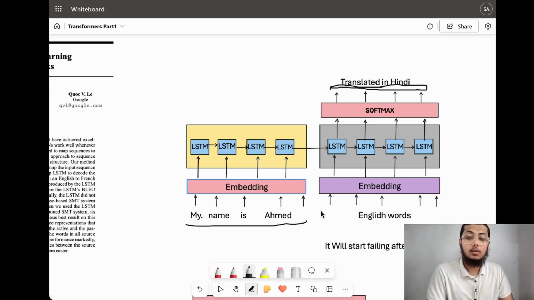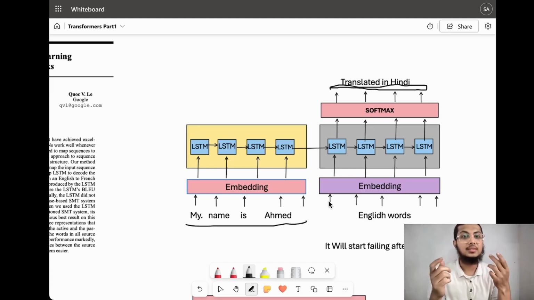Okay, inside this context vector. So this context vector is basically a set of numbers. We are trying to summarize this entire input sentence in some numbers. Now, if this sentence becomes very long, then it is obvious that your context vector will not be able to represent everything. It will not be able to retain everything, and hence the quality of the translation will not be that good.